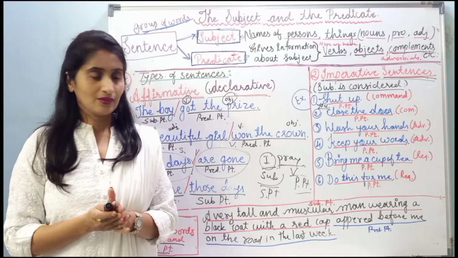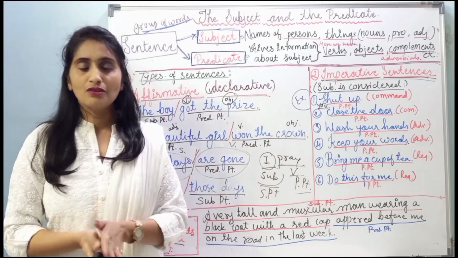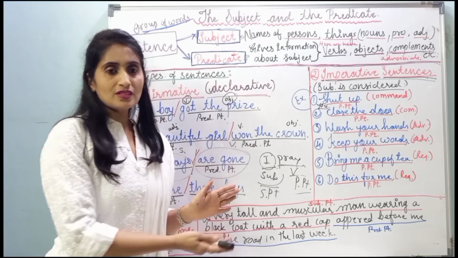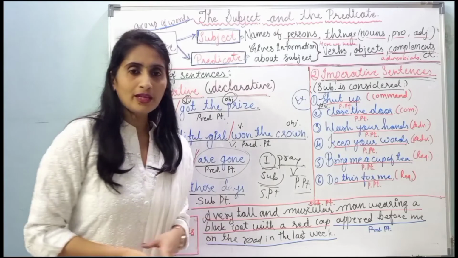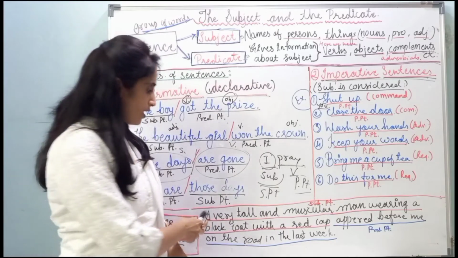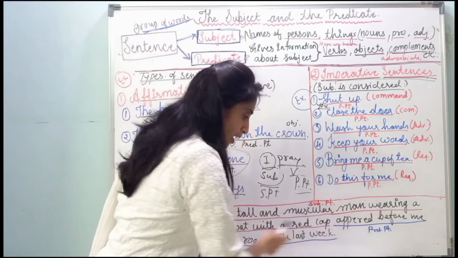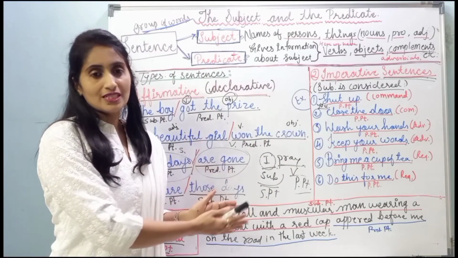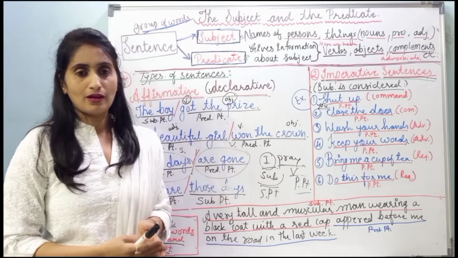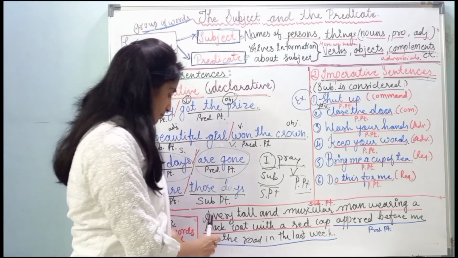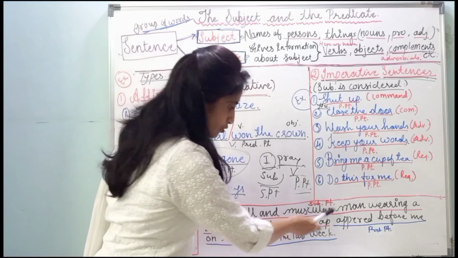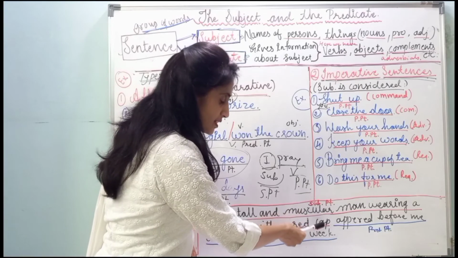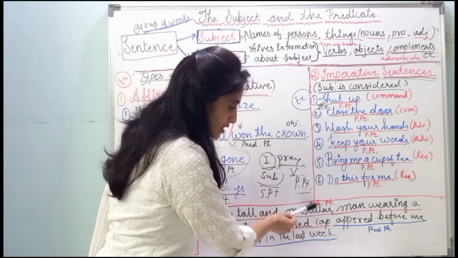Then what to do? In the same way as we have done here. First of all, find out the subject. Which is the subject in this sentence? A very tall man? No. I have underlined half of the sentence with a red pen. And this is the subject of the sentence. And so this is the subject part. I am reading here. See. A very tall and muscular man wearing a black coat with a red cap. This is the subject of the sentence. And so this is the subject part.